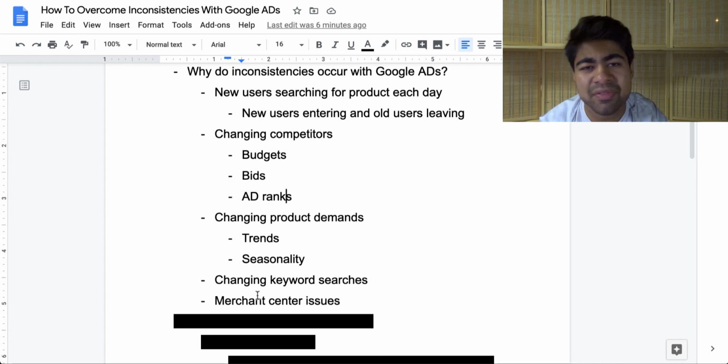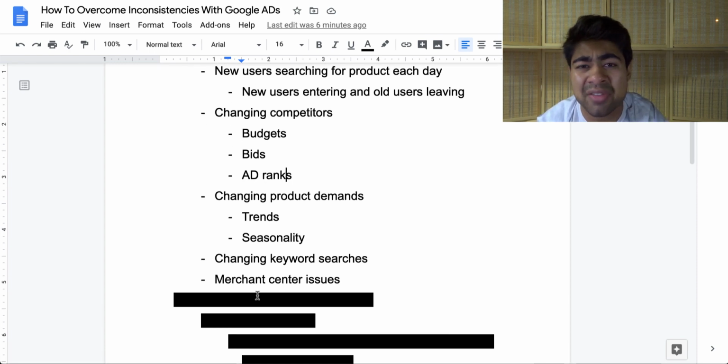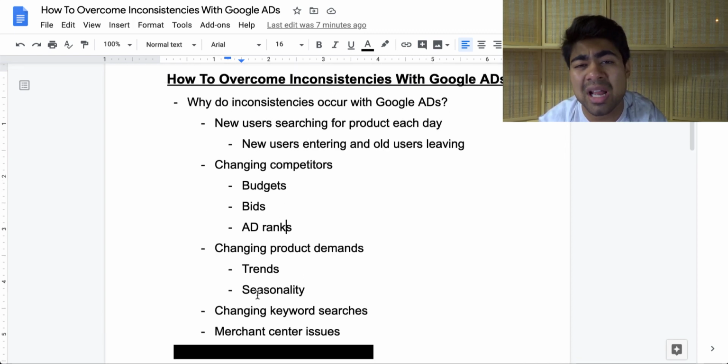So immediately, if you have merchant center issues, you're just going to be cut off from a lot of these auctions, specifically depending on the percentage of errors you have. And this will of course lead to a lot of inconsistencies, because every day Google will just decide a different product to show to the general audience, and your sales may differ based on that.